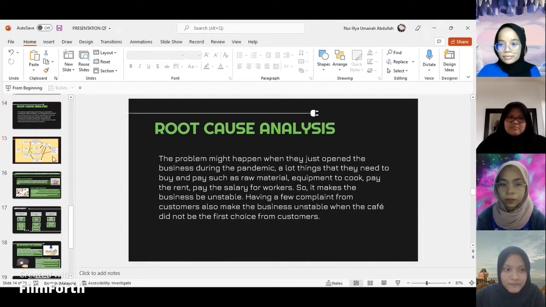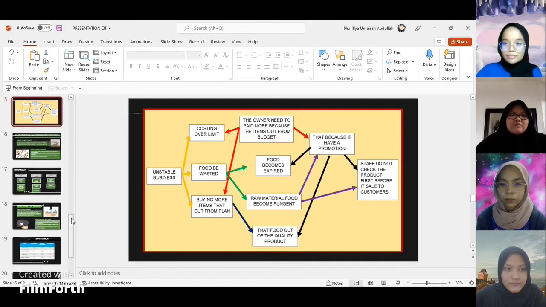So the improvement for the unstable business: since the cafe started during the pandemic, it's quite tough for them to keep the profit because all the items at the cafe, like raw material, food, and equipment for cooking, are really expensive. To solve this problem, the cafe needs to plan the range of food to cook every day, so that there will not be wasted food in a day. The costing will be normal if the cafe does not push much on expensive equipment.